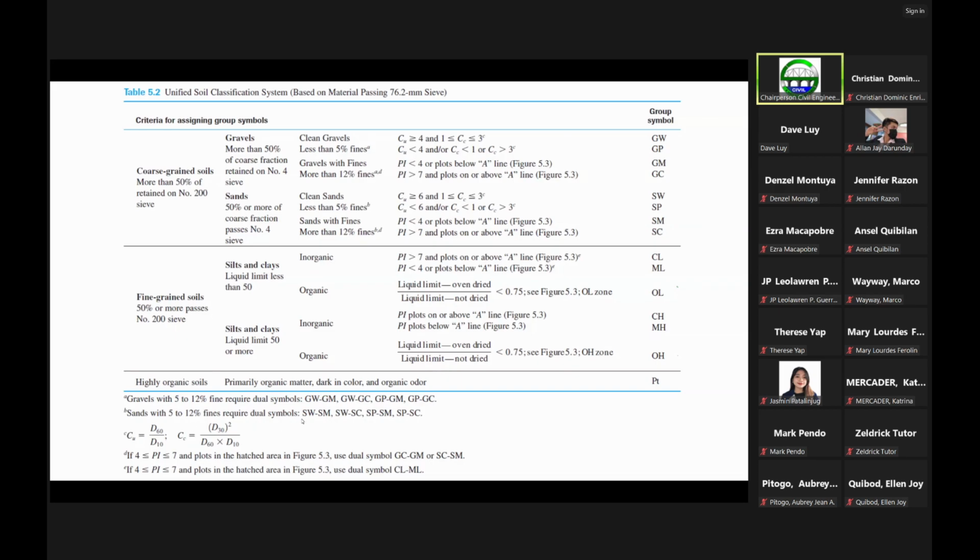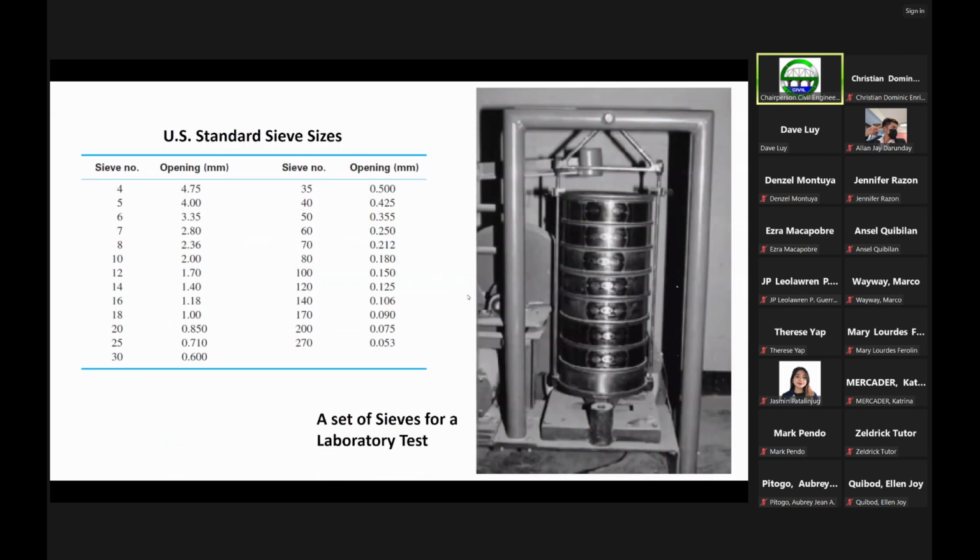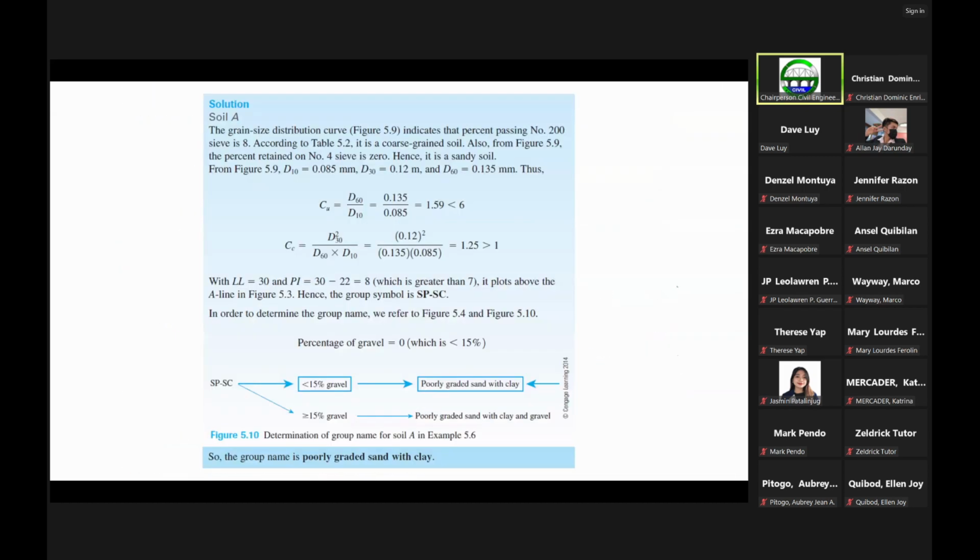So that means we can have one of these dual symbols here. So then we need to check both. We need to check the uniformity coefficient and the coefficient of gradation as well as the PI. Okay, so now let's go back. To get the uniformity coefficient as well as the coefficient of gradation, we need to determine the D10, the D30, and the D60.